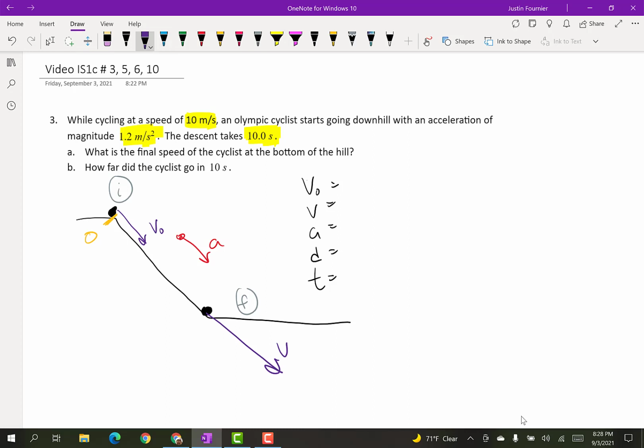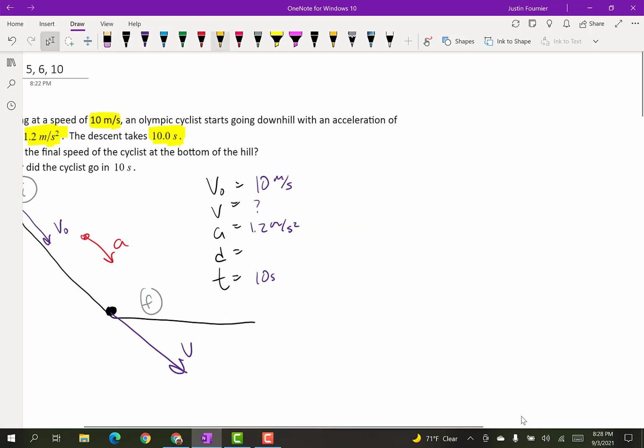So we know, with my initial moment here and my final moment here, the initial velocity is 10 meters per second. Final velocity, that's what we're looking for in part A. The acceleration is 1.2 meters per second squared, and the time is 10 seconds. So I need an equation that relates these things, and that would be omega.